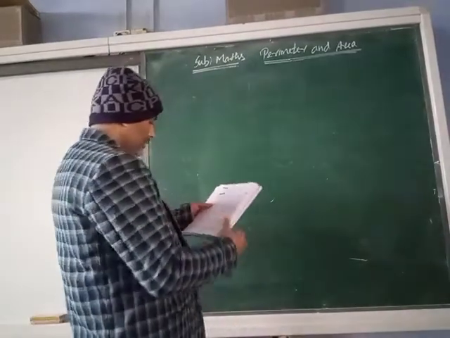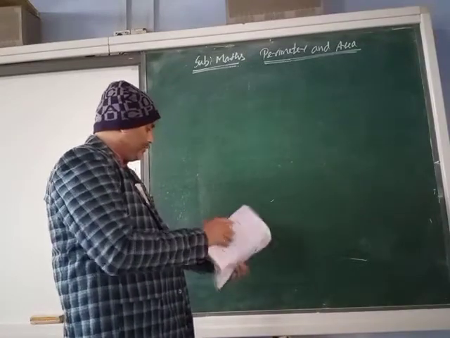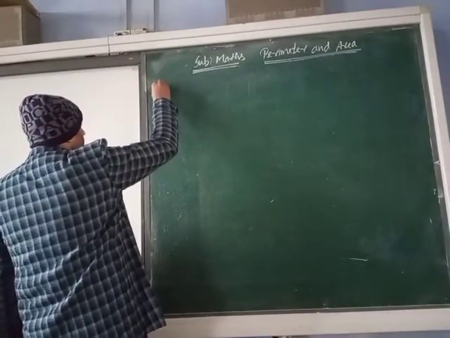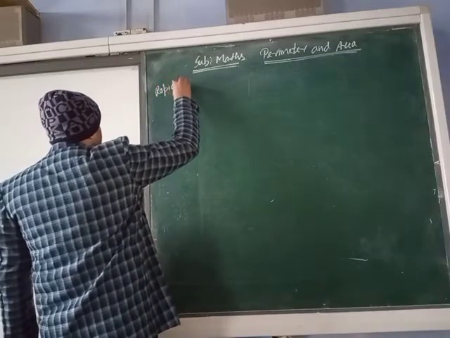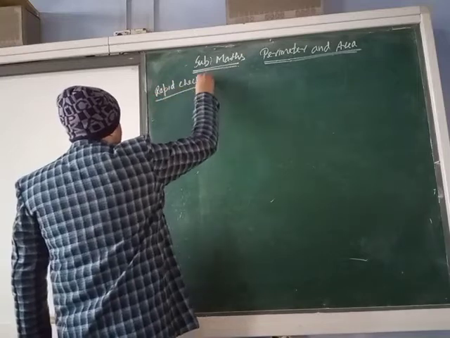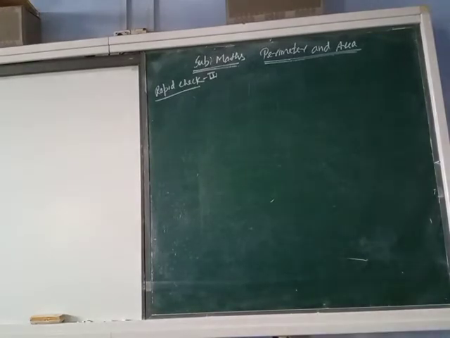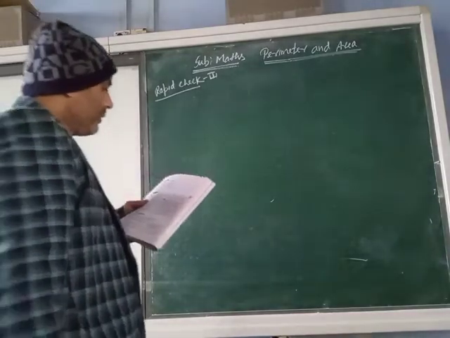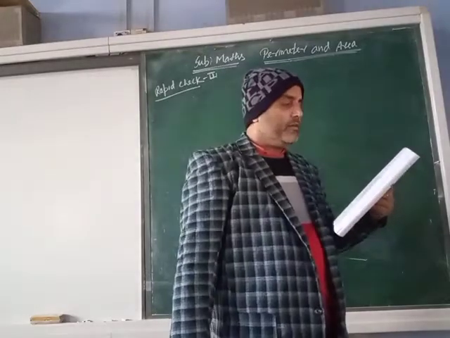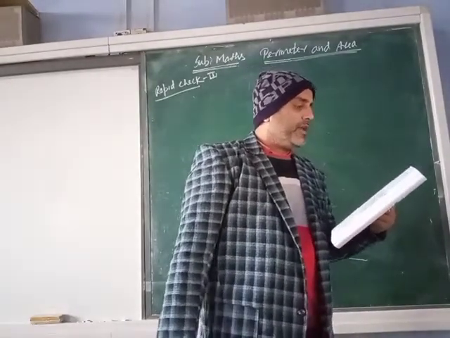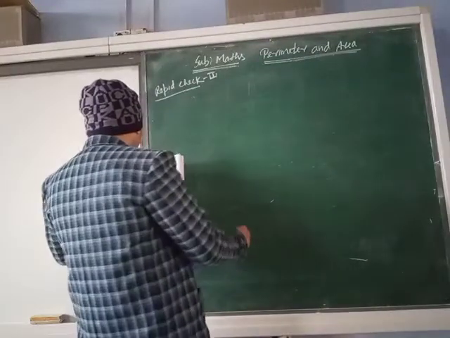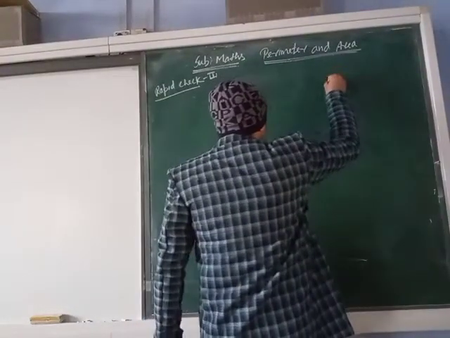Now see, Rapid Check third. The question is: a rectangular garden that is 90 meter long and 75 meter broad has a path 5 meter wide, built outside around it. Find the area of the path. Now you can see the figure in the diagram. It is given here.